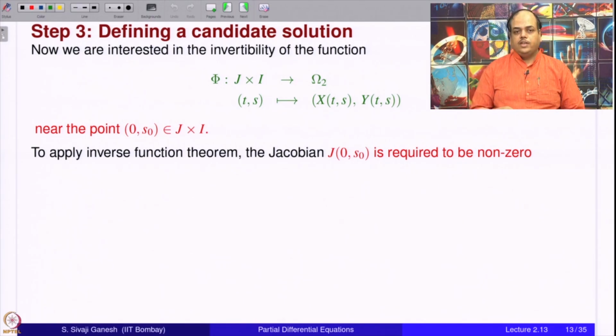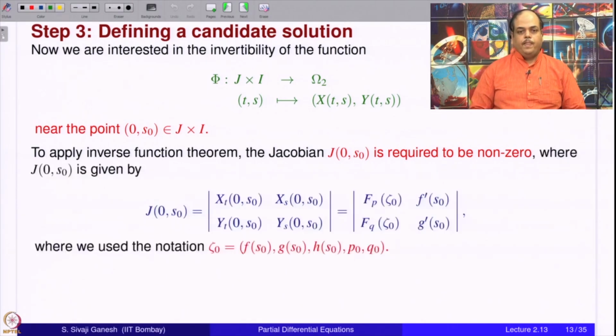Of course, we need to check whether phi is C1. That is C1 because x and y are solving ODEs, therefore the derivative with respect to t is continuous, no problem. With respect to s, it is also differentiable and C1 because of the differentiable dependence. So, we have the C1 property of phi. Now, we need that the Jacobian is non-zero.